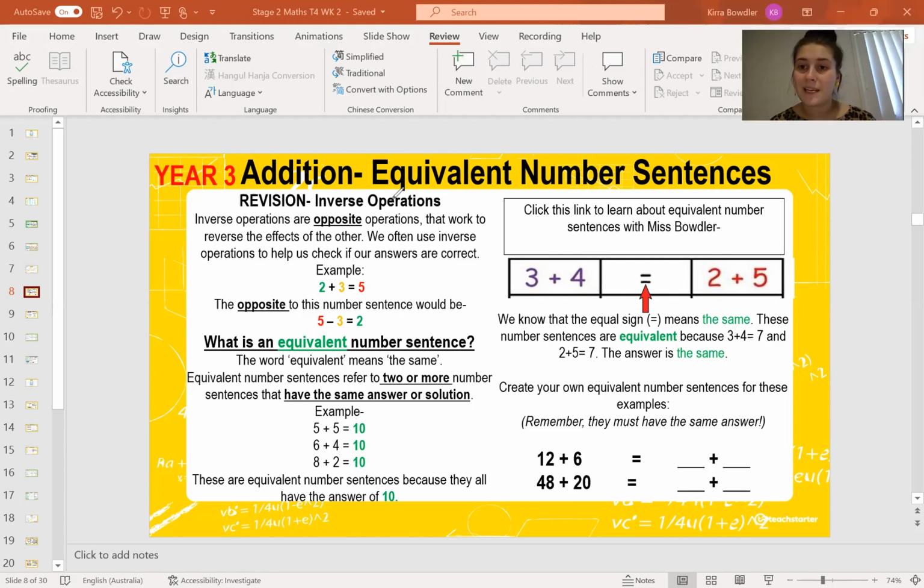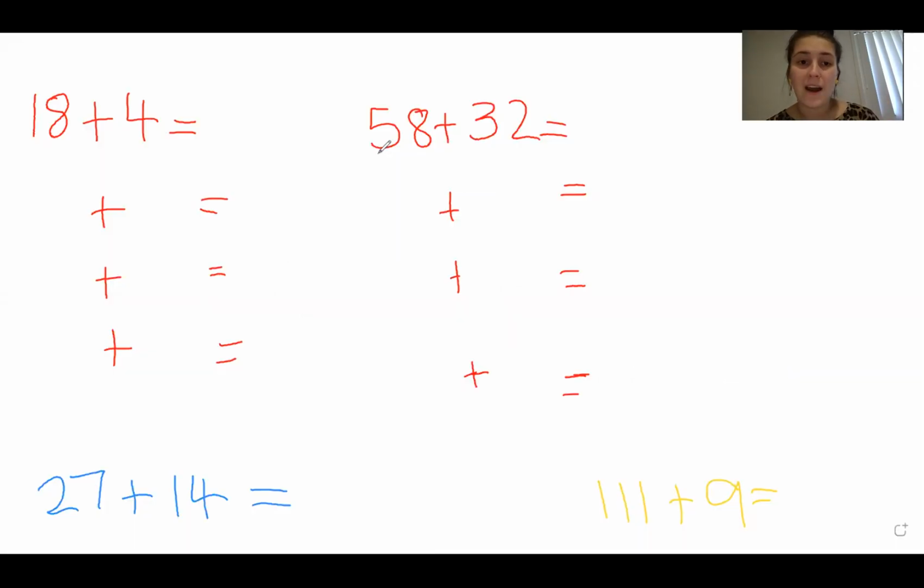I'm going to share some examples with you and we'll come up with some together. If you have a piece of paper and a pen nearby, I'd love you to go and grab it, because we can do some together and you can come up with your own answers as well. This is what's great about equivalent number sentences: there's not just one right answer. You can come up with as many number sentences as you can, as long as they have the same solution. So, 18 plus 4.